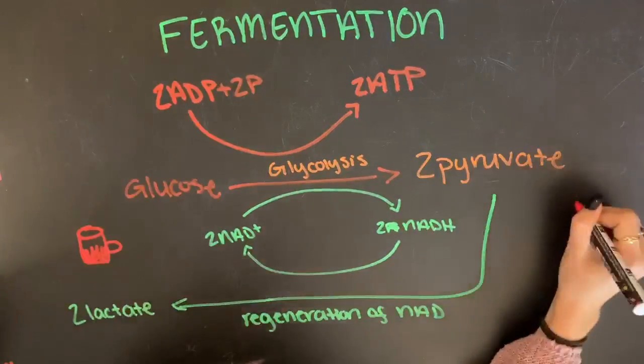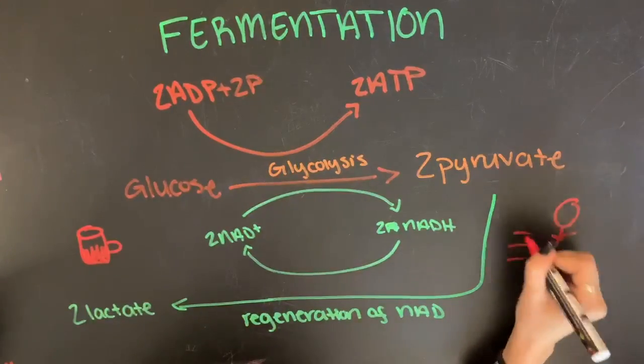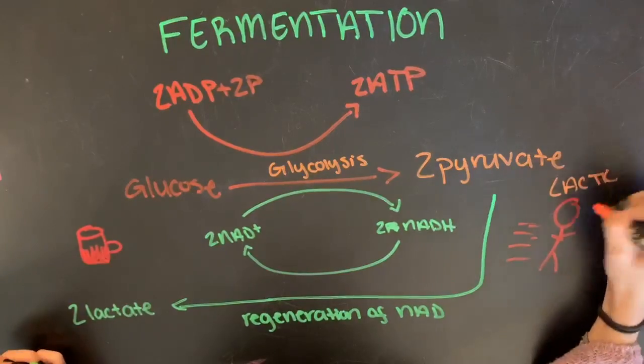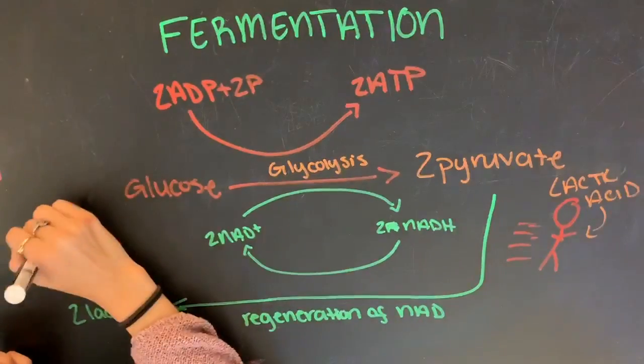The example that I'm showing here is lactic acid fermentation, which only humans can do. An example of that would be running. Yeast cells do alcoholic fermentation, and an example of that would be beer.